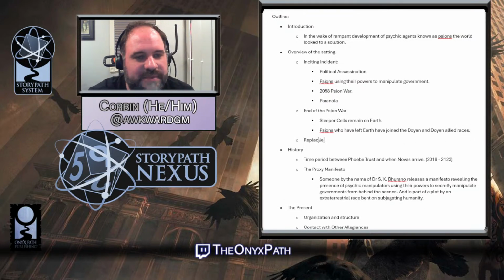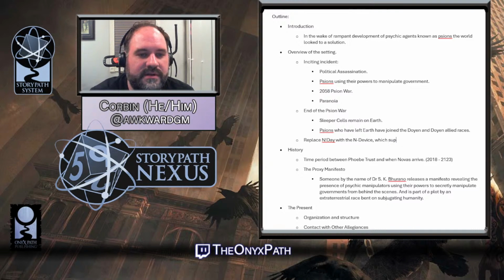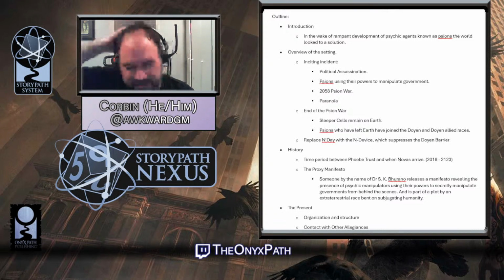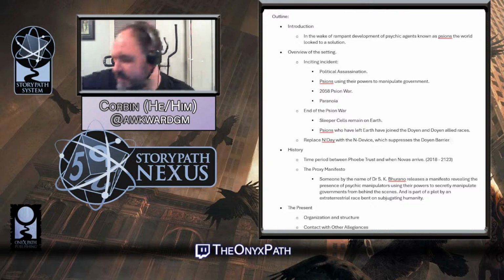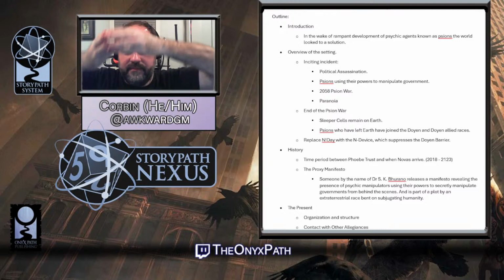just replace End Day with the N device, which suppresses the Doyen barrier. This allows for people to develop as aberrants and novas, but also stops random eruptions from happening. This is sort of your funnel.